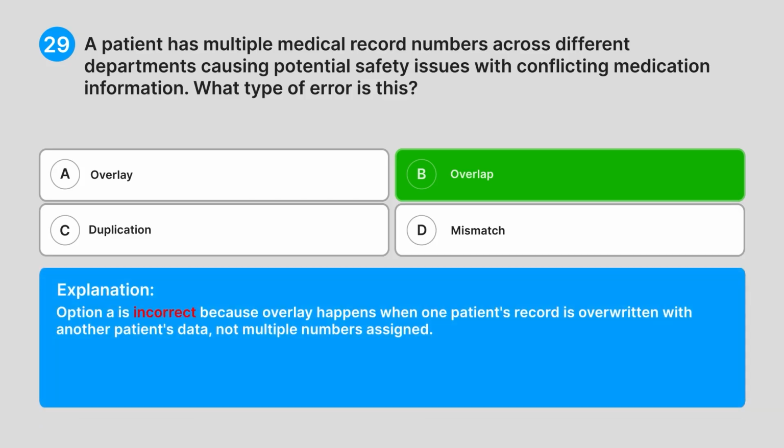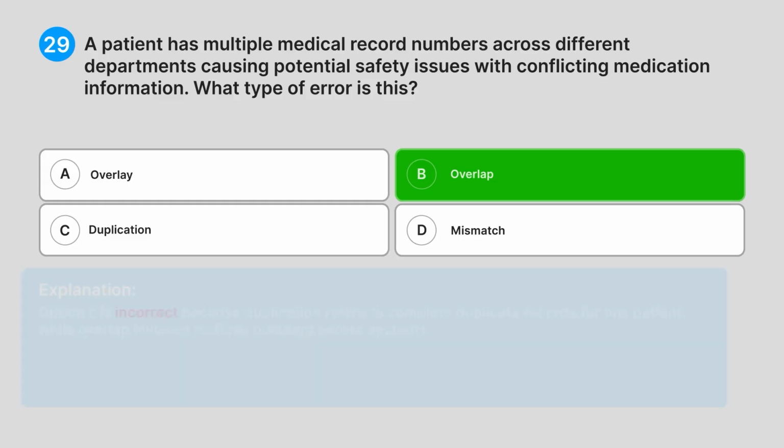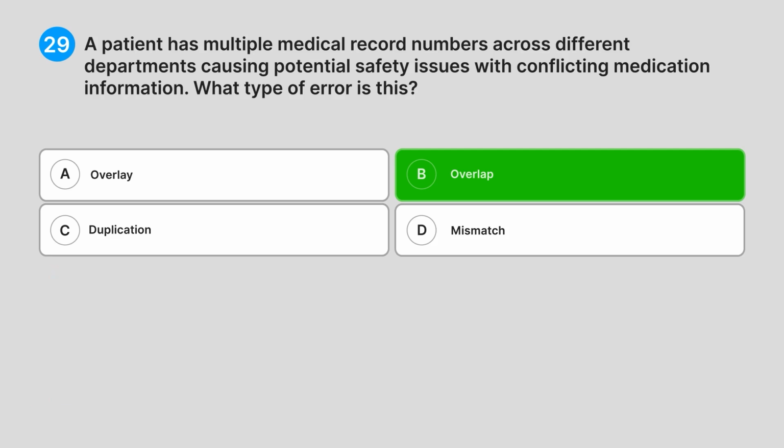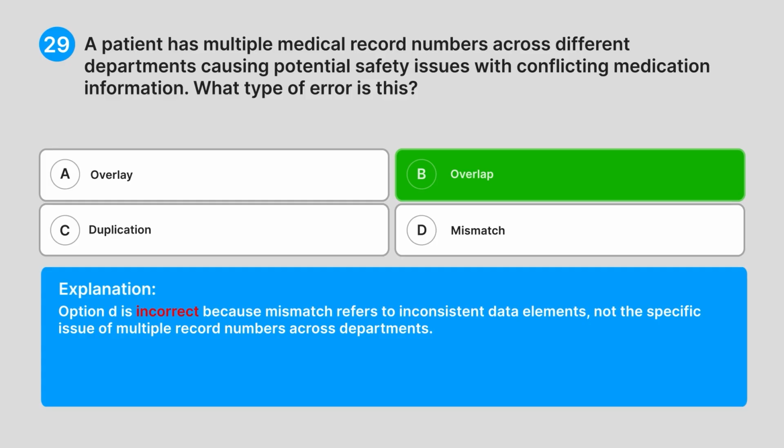Option A is incorrect because overlay happens when one patient's record is overwritten with another patient's data, not multiple numbers assigned. Option C is incorrect because duplication refers to complete duplicate records for one patient, while overlap involves multiple numbers across systems. Option D is incorrect because mismatch refers to inconsistent data elements, not the specific issue of multiple record numbers across departments.